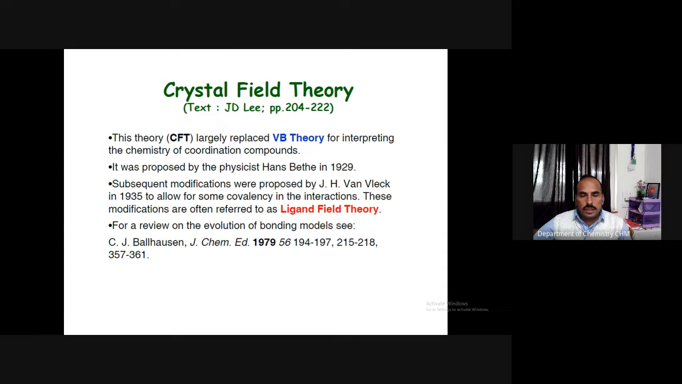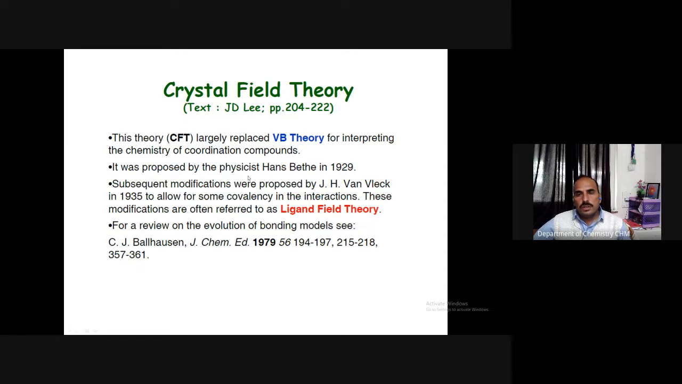Next is crystal field theory. Crystal field theory largely explained most of the properties of transition metal complexes. So this theory we need to study in more detail than the previous two, Werner's theory and valence bond theory. This theory largely replaced valence bond theory for interpreting the chemistry of coordination compounds.